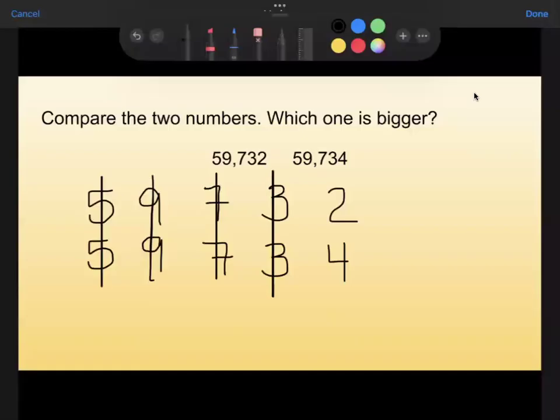a 4. Since 4 is greater than 2, that means that this is the bigger number, and that is the second one. So I'm going to make the symbol open up to the second number. 59,732 is less than 59,734.